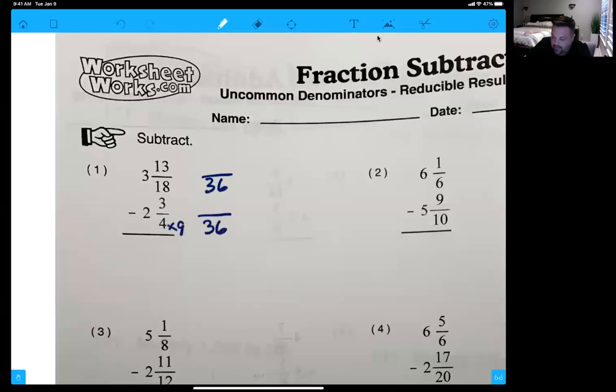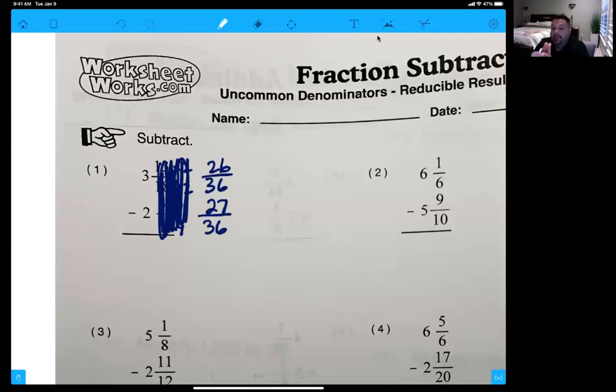Down here, we multiplied by 9 to get that. So we would have to multiply by 9 up here to get 27. Up here, we multiplied by 2. So we'd have to multiply by 2 up here to get 26. Just changing these fractions. So we've changed this whole thing now. So technically, our problem is now 3 and 26/36. A lot of this is organization, right? You got to keep yourself organized.